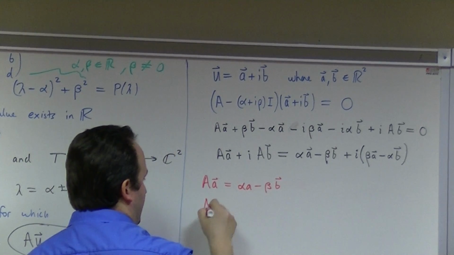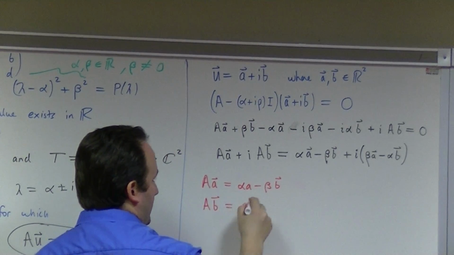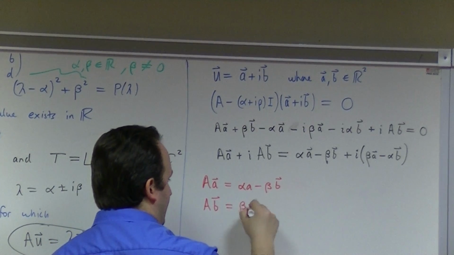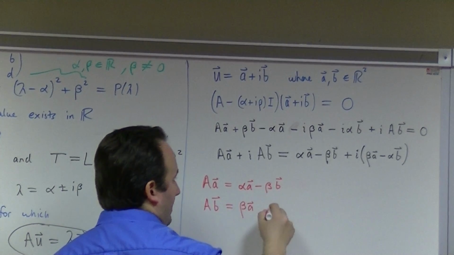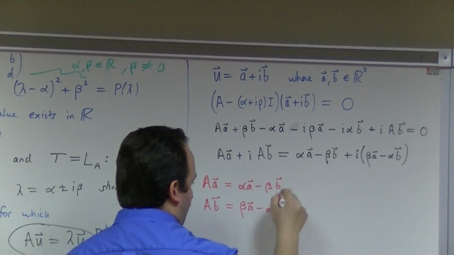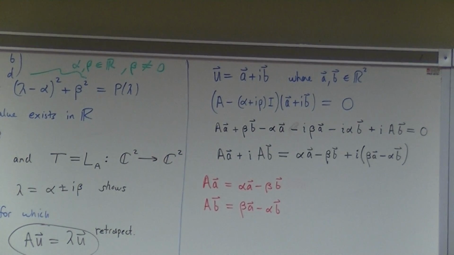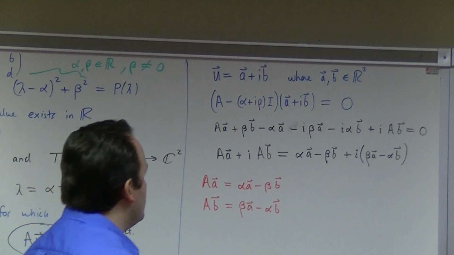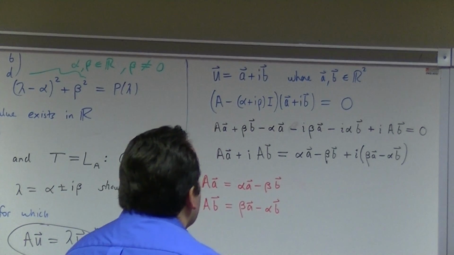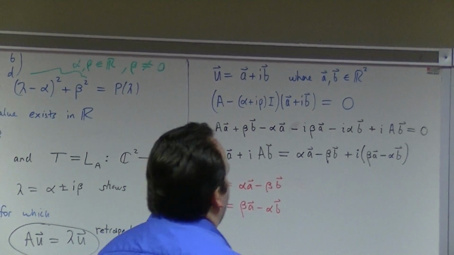But I also get that A times B is equal to beta A minus alpha B. I think it should be plus alpha B. Have I done that? Yeah, I moved the minus over and then moved it together. Yes.